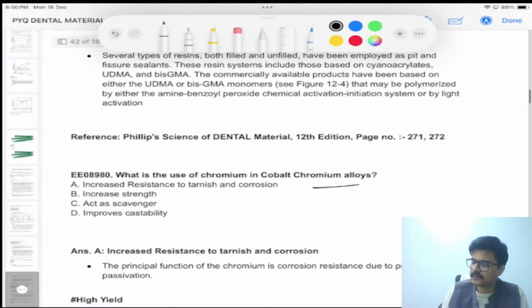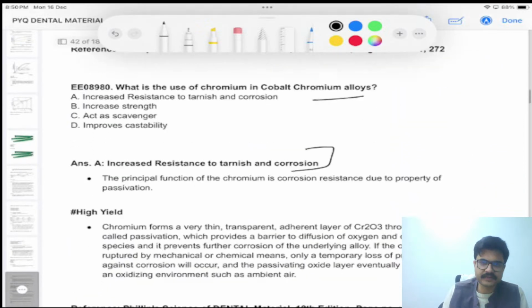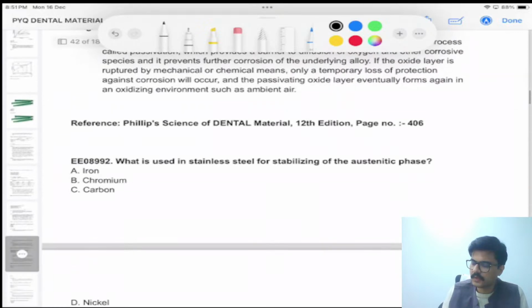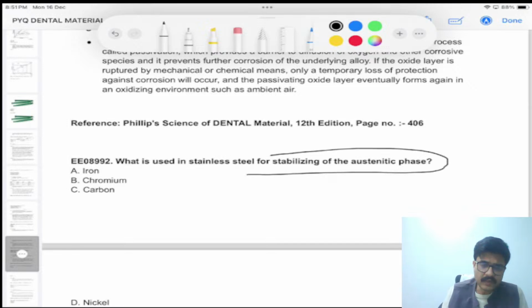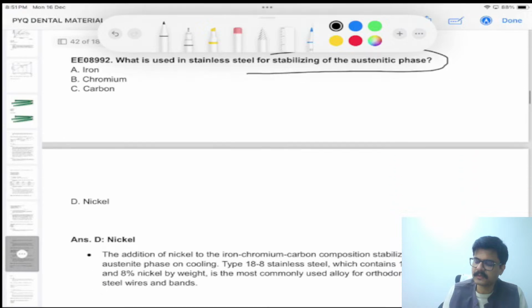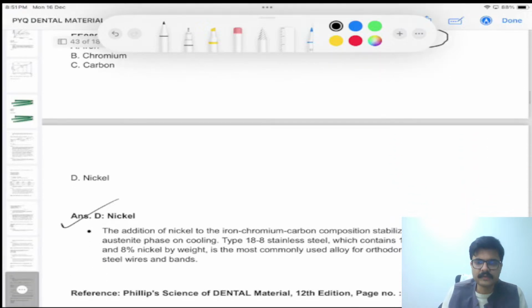What is the use of chromium? Increase resistance to tarnish and corrosion. Simple, guys. What is nickel used for in stainless steel? For stabilizing the austenitic phase. This is from New Phillips, guys. This is controversial, but from New Phillips, the answer is nickel only. So remember this.